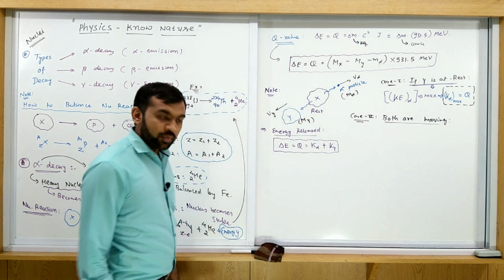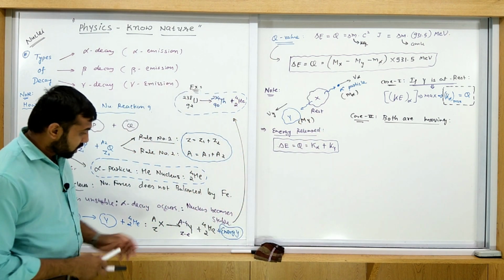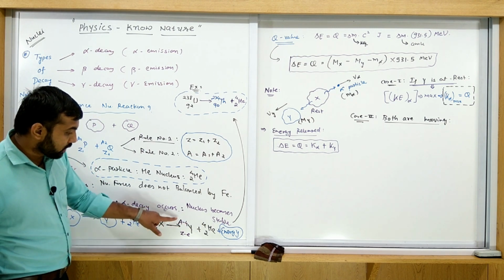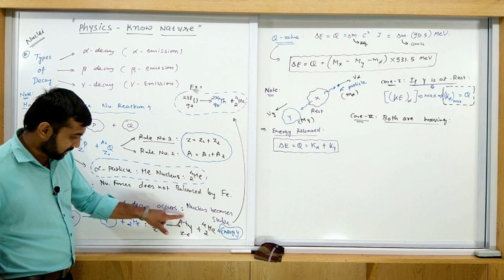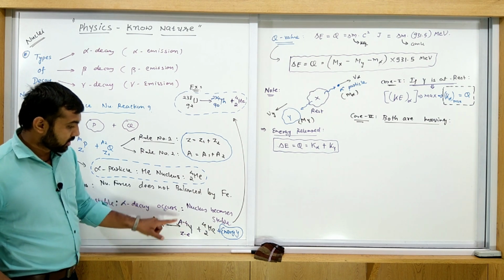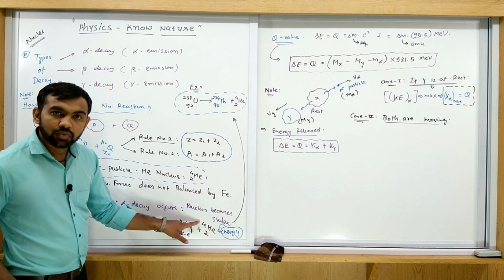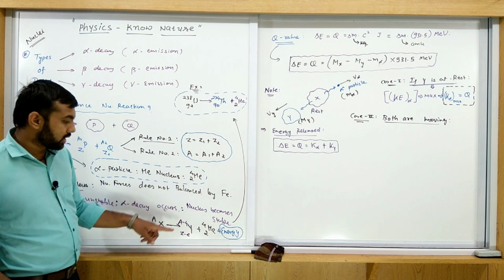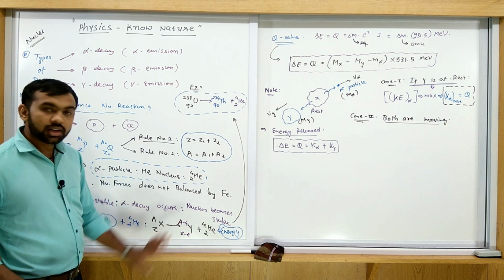Okay, and if you see this relation, m alpha is equal to 4 and my is equal to A minus 4. This represents a mass. This one represents a mass. So m alpha is equal to 4 and my is equal to A minus 4. So at the end of this relation, we put this value 4 and A minus 4.